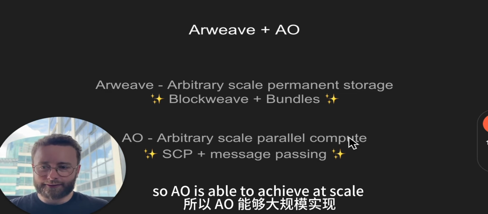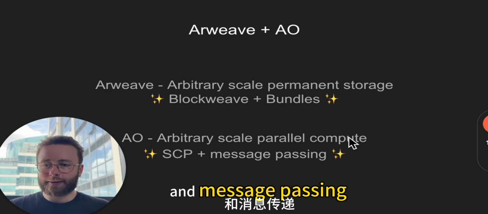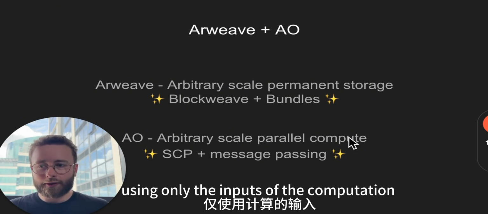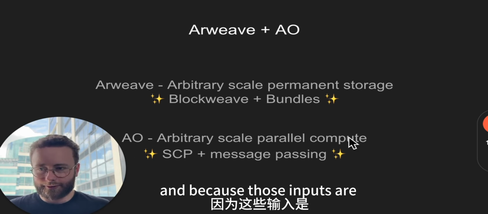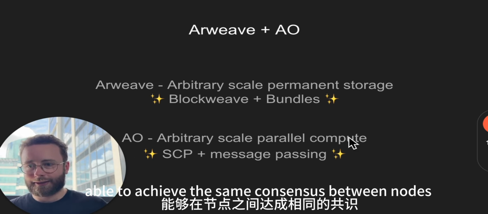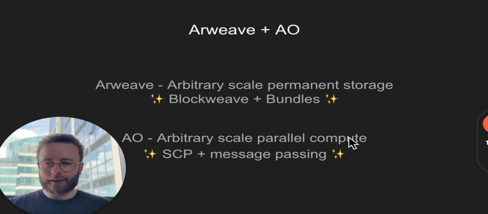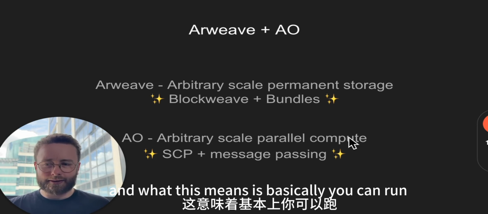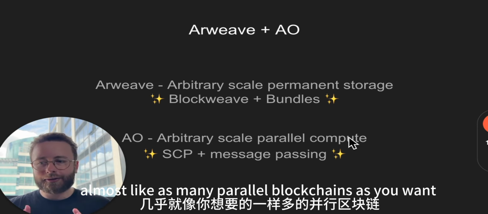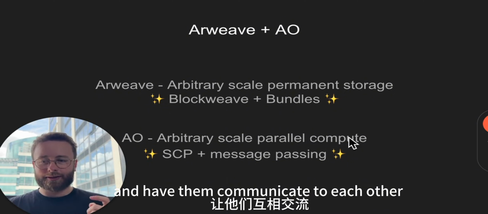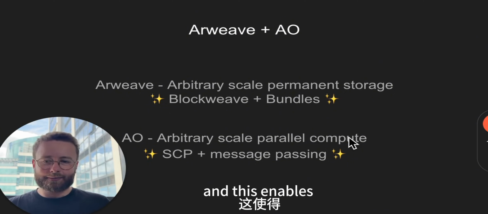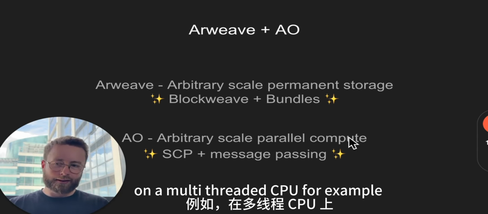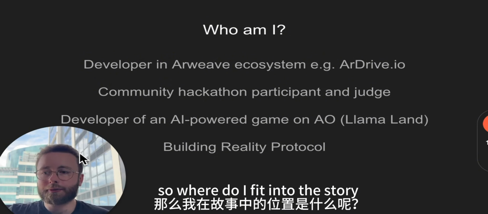AO is able to achieve its scale using a couple of other models called SCP and message passing. SCP basically means you're able to achieve consensus using only the inputs of the computation. Because those inputs are stored permanently on Arweave, you're always able to achieve the same consensus between nodes. The other way AO achieves scale is message passing. This means you can run as many parallel blockchains as you want and have them communicate with each other using message passing. This enables horizontal scalability, just like you'd have on a multi-threaded CPU, except it's as many cores as you want.